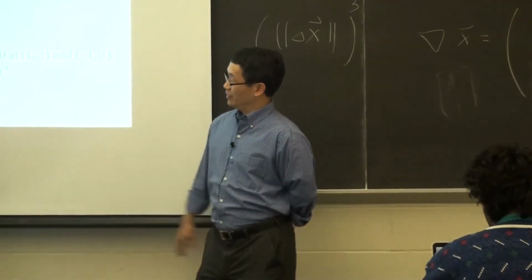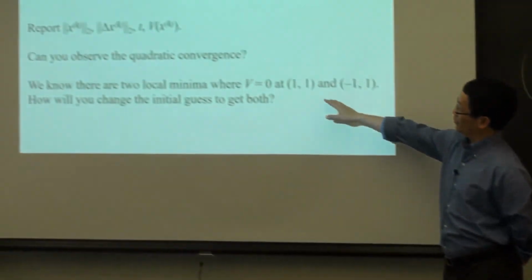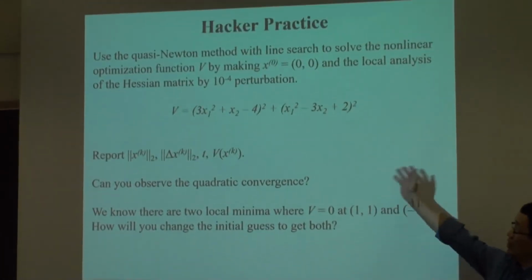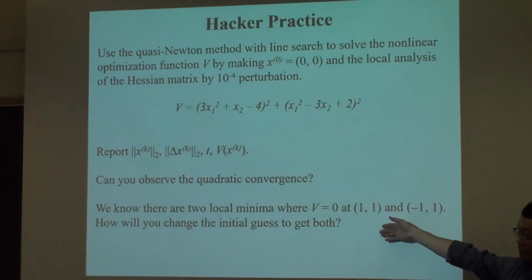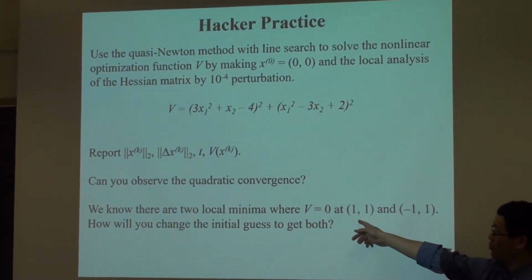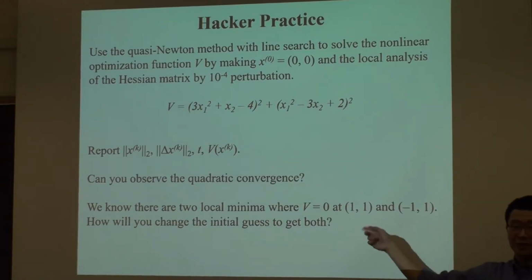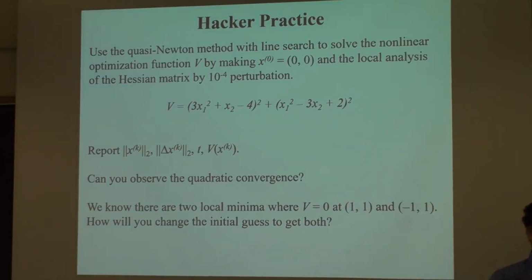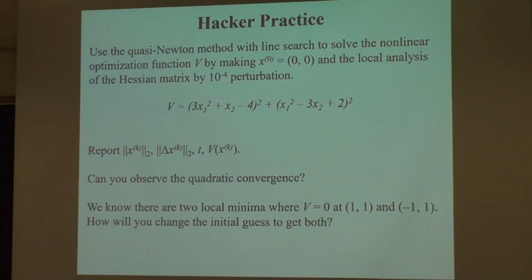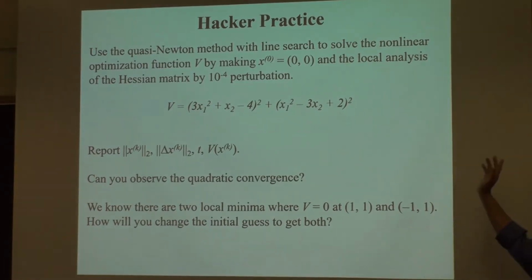So during your weekend excursion, this is the one. I know there are two solutions, just like the previous nonlinear solvers. There's one minimal point at 1, 1, the other minimal point at minus 1, 1. Try using 0, 0 and see where your Newton falls, and then try another initial guess.